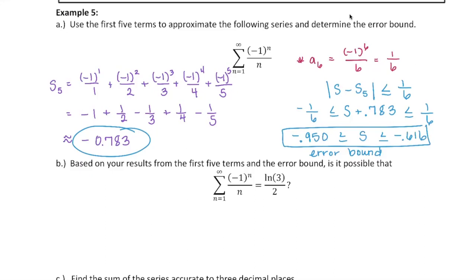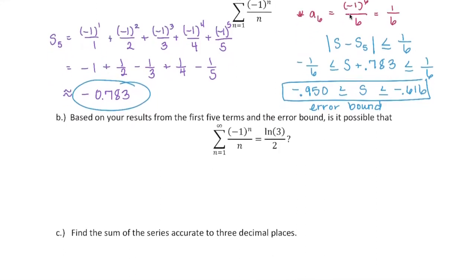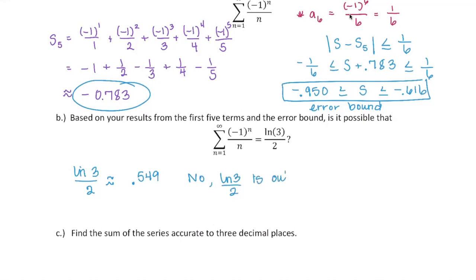So B says, based on your results from the first 5 terms and the error bound, is it possible that this sum is equal to the natural log of 3 divided by 2? Well, if you evaluate the natural log of 3 divided by 2, that's approximately 0.549. So could this be the sum of our series? No, because we know what the error bound is, we know where it is supposed to be. So the answer is no, natural log of 3 over 2 is outside of the error bound.